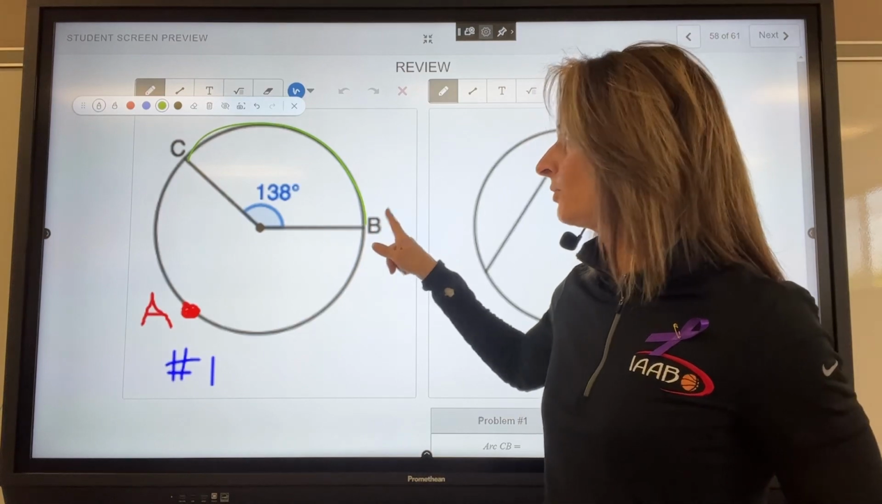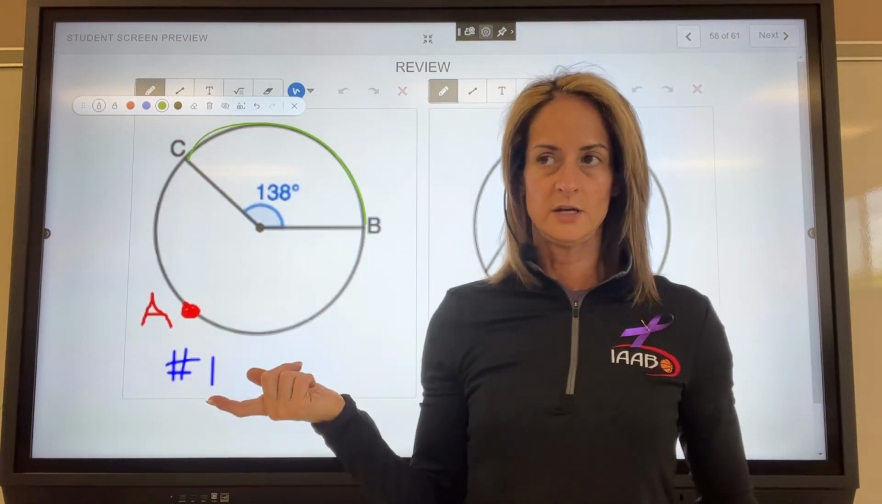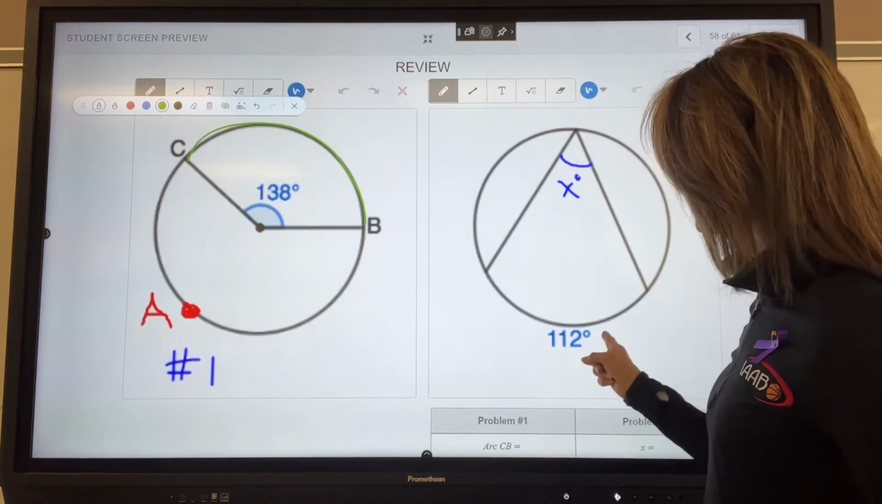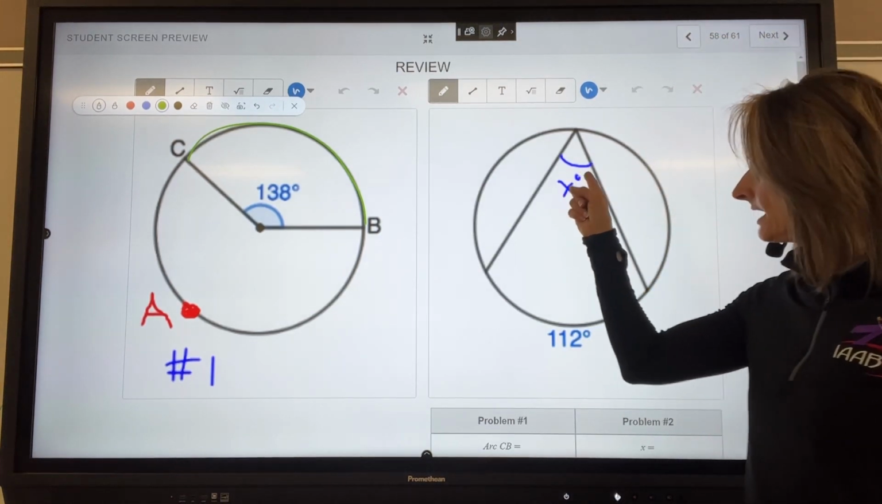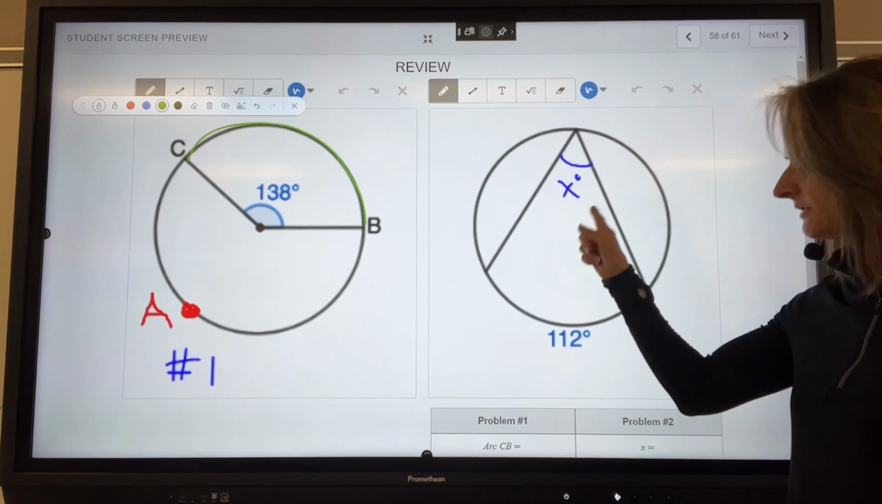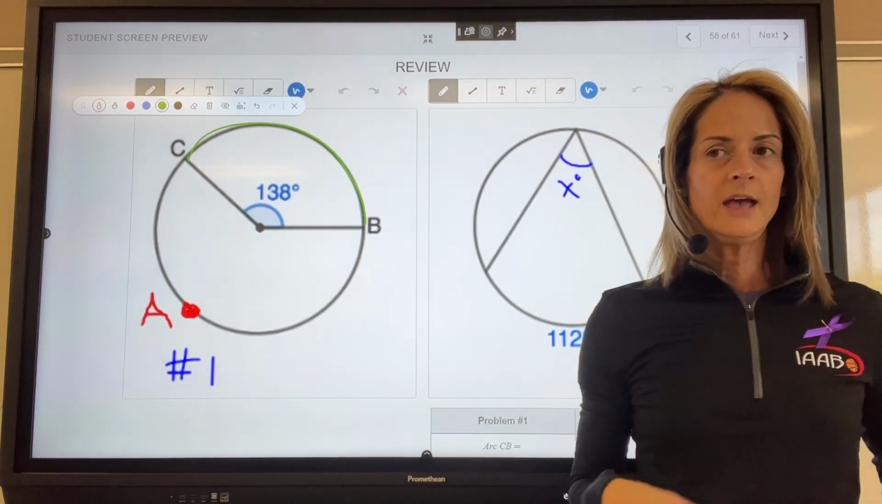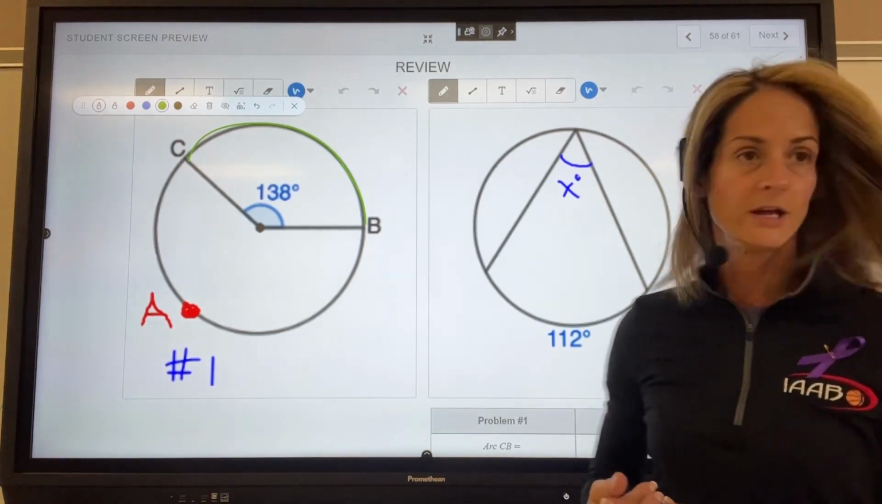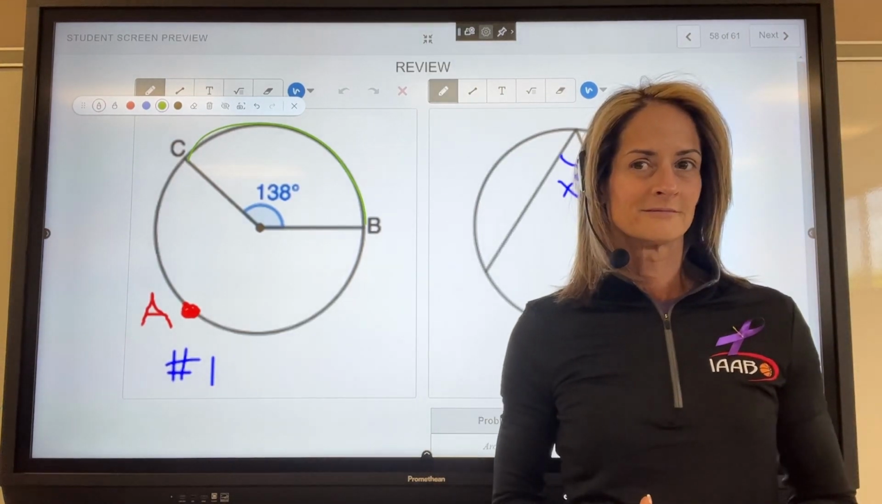Yeah. So that's just going to be 360 minus 138. Right? Is that all we have to do there? Yeah. This one, again, this angle is half this arc. So you just cut the 112 in half. Any questions on these problems? I think that's slide 58. We're done. All right.